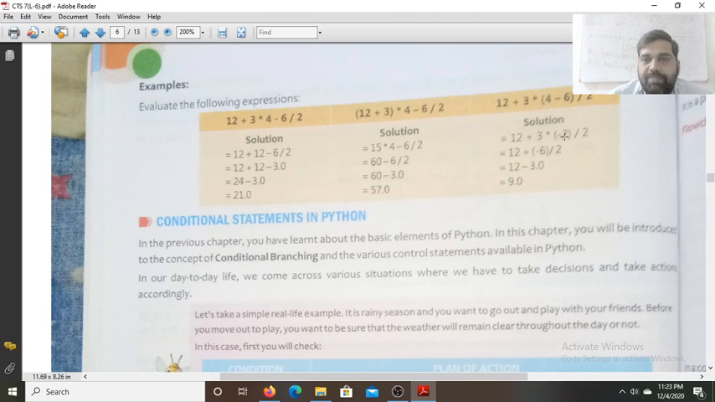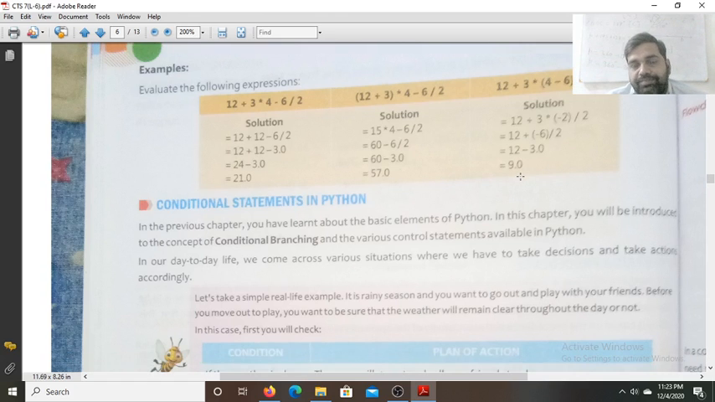Similarly, you can see this expression also. 12 plus 3 multiply 4 minus 6 divided by 2. Now in this you can see there are 1, 2, 3, 4 operators. Out of these, the parenthesis has the highest precedence, so first the parenthesis will be removed. So first we subtract 6 from 4, the result will be minus 2 in the bracket, the parenthesis.